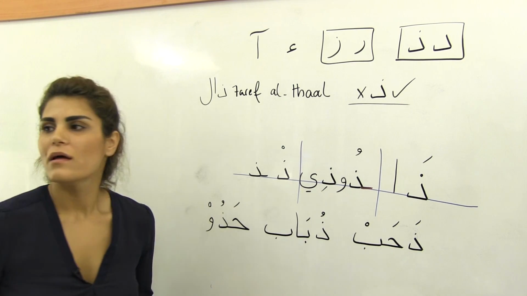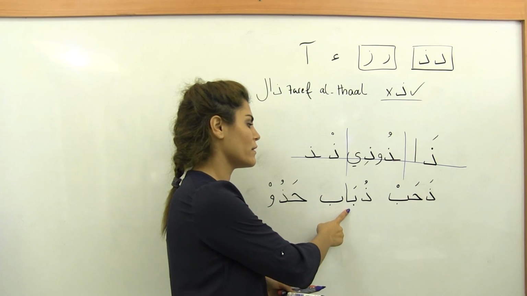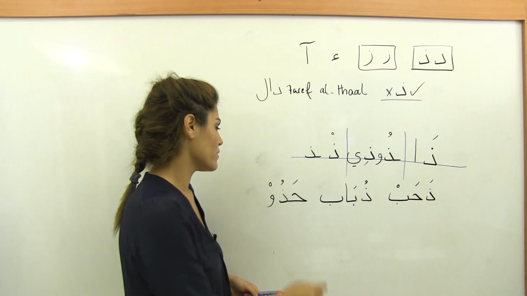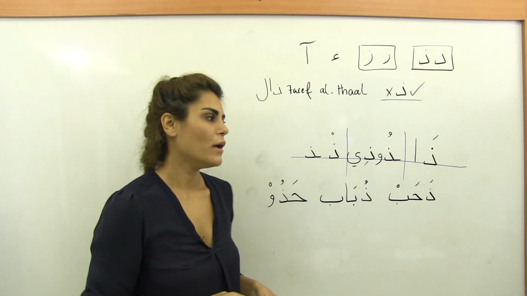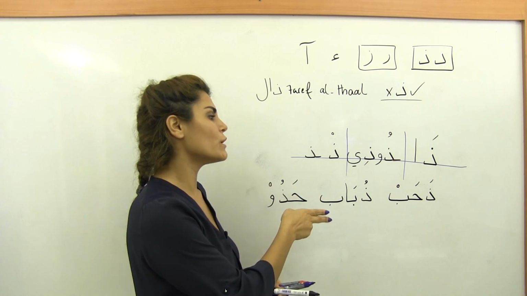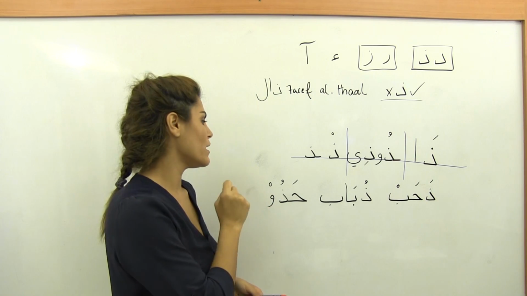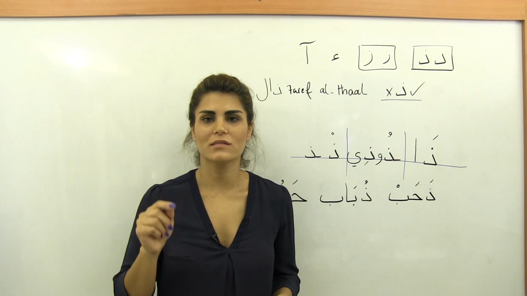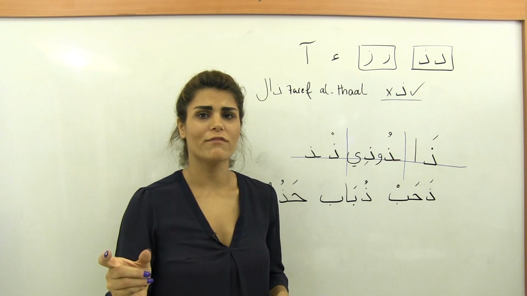ذهب. The second one is ذباب. The third, حذو. And if we were going to pronounce in urban Arabic, we will say ذهب, ذباب, and حذو. This is about the letter ذال. So this is one family, dal and dhal. It's a very small family.